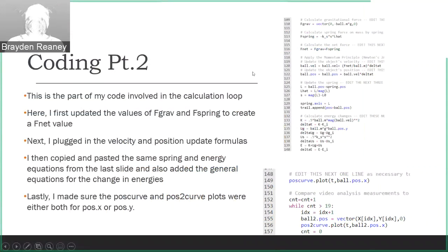Second part of my coding. Here I first updated the values of fgrav and fspring to create fnet, which just sums them together. Next I plugged in the velocity and position update formulas. I then copied and pasted the same spring and energy equations, and also added more general equations to the change in energies. As you can see here, I added the delta energy is equal to the final energy minus the initial energy. And lastly, I made sure that the pos curve and pos2 curve plots were either both for pos x or pos y to create those two graphs that we saw earlier.